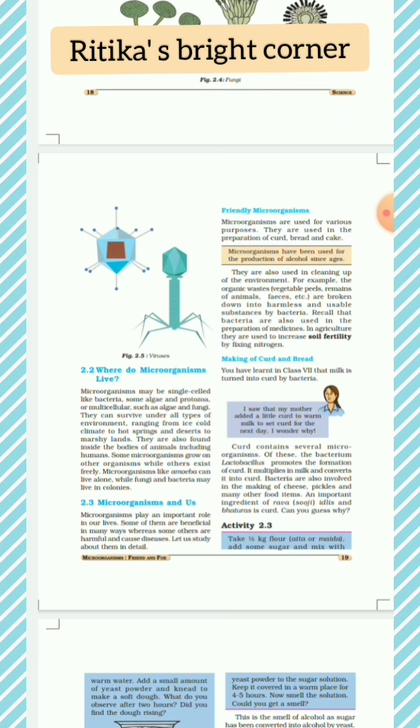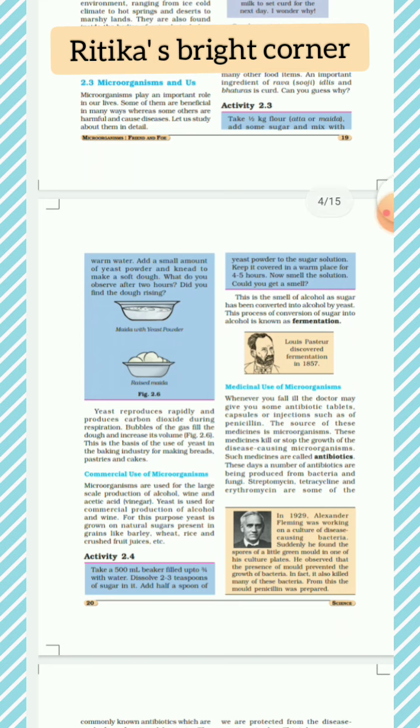The next main topic is yeast. Yeast reproduces rapidly and produces carbon dioxide during respiration. This is a very main topic: yeast produces carbon dioxide during respiration, and bubbles of gas fill the dough and increase its volume. So what are the commercial uses of yeast? The commercial use is for large scale production of alcohol. Yes, yeast is used for making wine and so on.